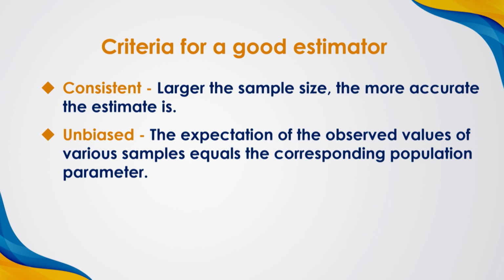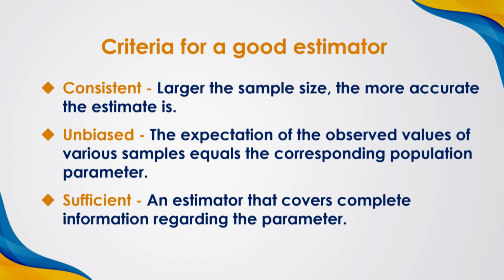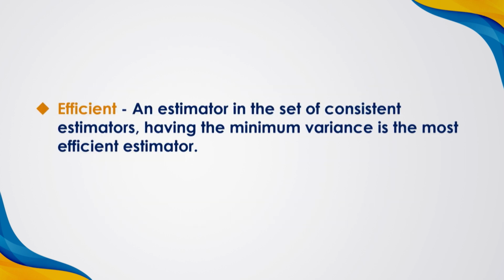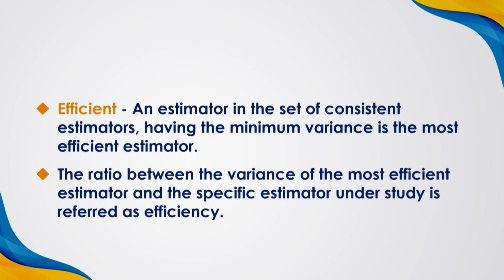Another criterion for a good estimator is unbiasedness. If the expected value of the observed value for various samples equals the corresponding population parameter, then you can claim the estimator is unbiased. Sufficient means an estimator that covers complete information regarding the population parameter; then you call that estimator sufficient. Efficient means an estimator in the set of consistent estimators having the minimum variance is the most efficient estimator. The ratio between the variance of the most efficient estimator and that of the specific estimator under study is called efficiency.